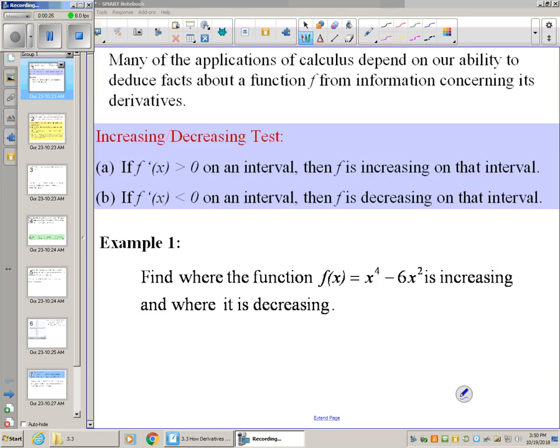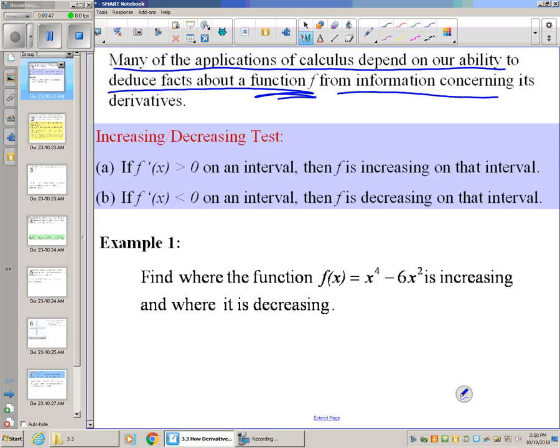Basically, it's just how we can understand what our original graph looks like based off the properties of our first derivative and our second derivative. So let's read through these notes together. I'm going to try to keep it as short as I can, but you know how I am. Many of the applications of calculus depend on our ability to deduce facts about a function f from information concerning its derivatives. So we have different theorems and different tests that we can check as we go through describing our function. The first one is the increasing and decreasing test based off of the first derivative.